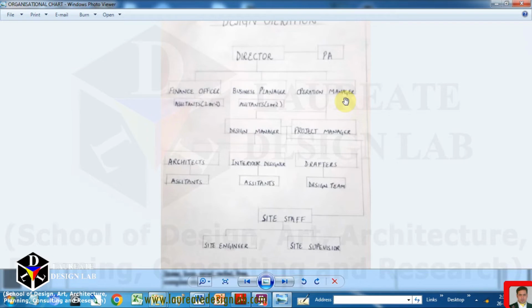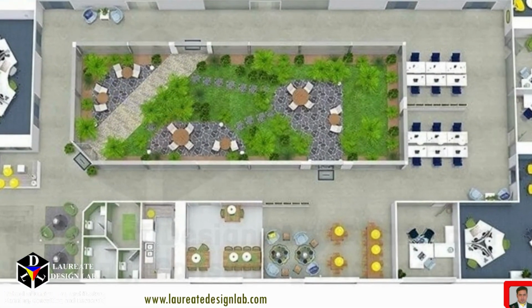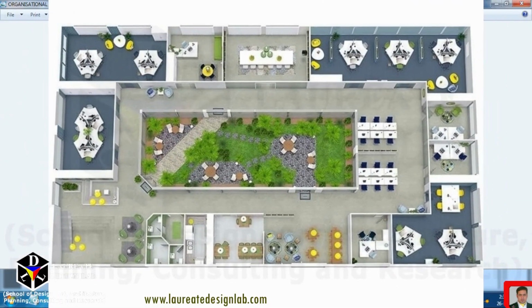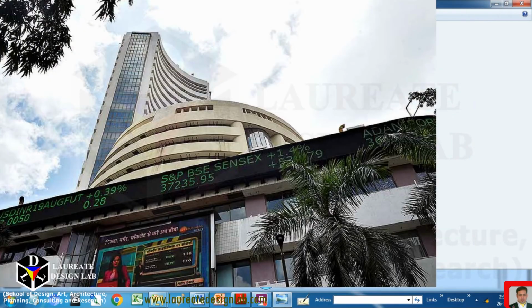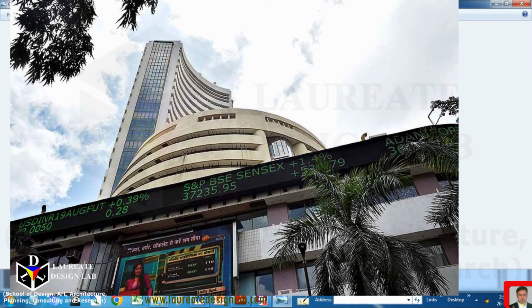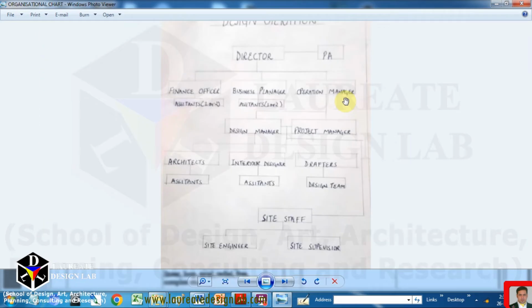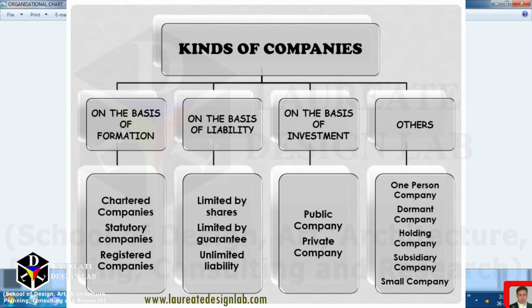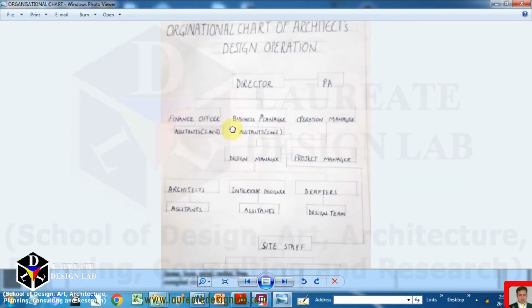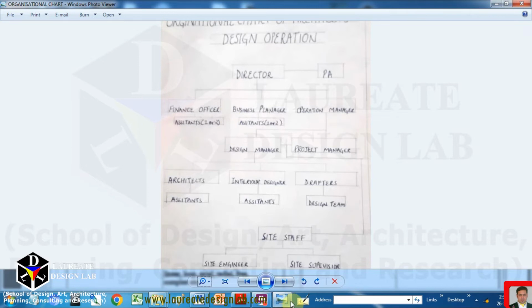The size of the company also matters. Where the company is positioned, whether the company is on the stock exchange or not, whether it has operations in different countries or is operating locally, whether it is into this segment or that segment. So the segment also matters. So many criteria are there before talking about the organizational chart.